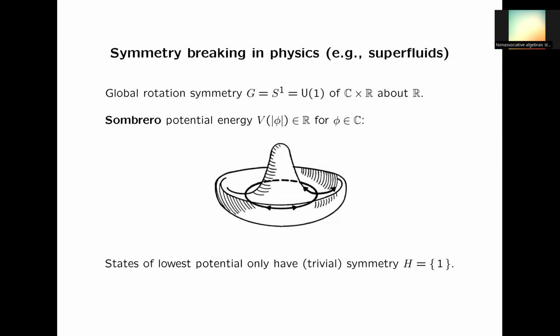The states of lowest potential only have the trivial symmetry group, H equals 1, and the quotient is the S1, which you can think of as our quasigroup, has the broken symmetries. So that's the basic idea of broken symmetry. What would H be? Just a trivial group. Any particular state, if you stay there, there's no symmetry available to it.